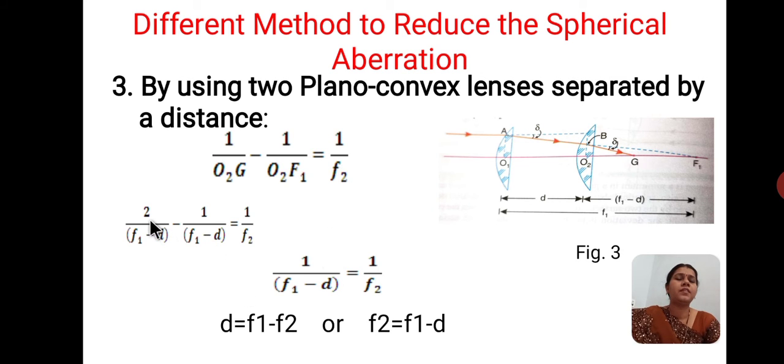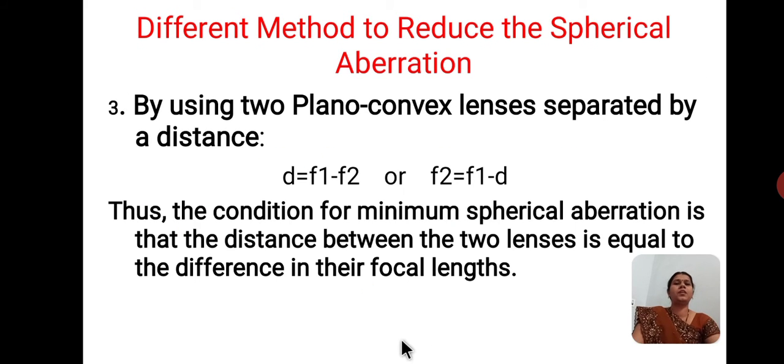So again subtract these two. What will we get? 1 divided by F1 minus D, and take cross multiplication. You will get D is equal to F1 minus F2, or else F2 is equal to F1 minus D. Okay, students. Thus the condition for minimum spherical aberration is that the distance between the two lenses should be equal to the difference in their focal lengths, that is F1 minus F2. So this is the method by which we can reduce the spherical aberration.